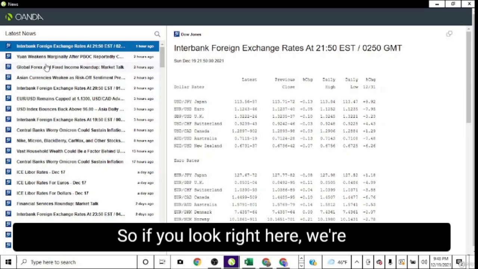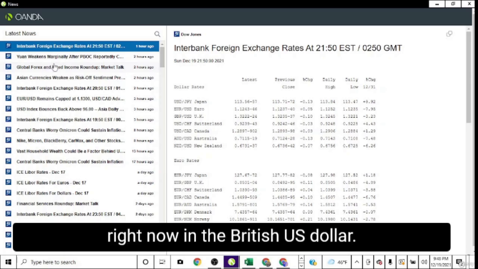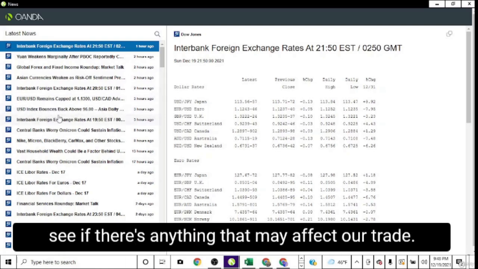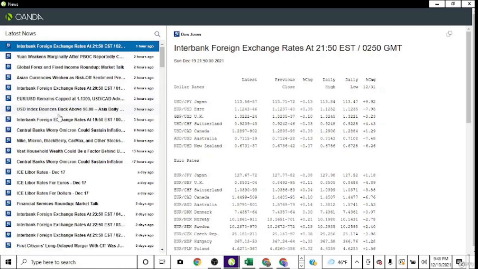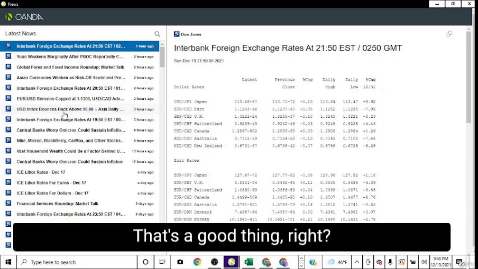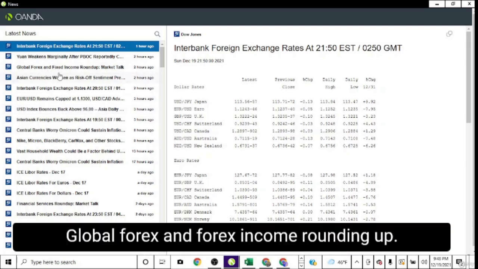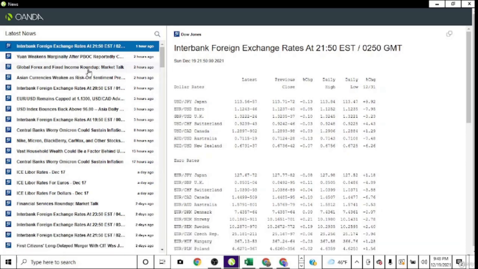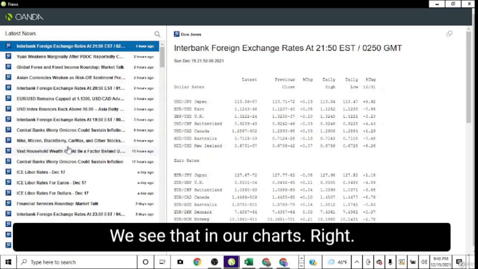So if you look right here, we're right now in the British US dollar, so we would probably want to look around and see if there's anything that may affect our trade. US index bounces back, that's a good thing, right? Global forex and forex income rounding up, okay, that means it's rallying up, rounding up for what, a powerful move. All right, we see that in our charts, right?